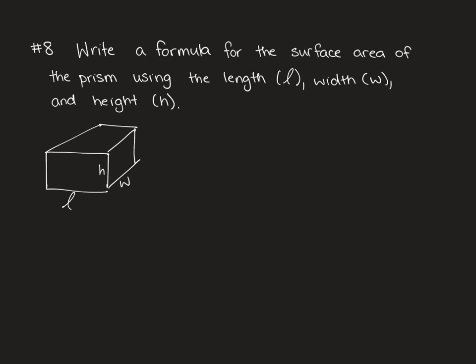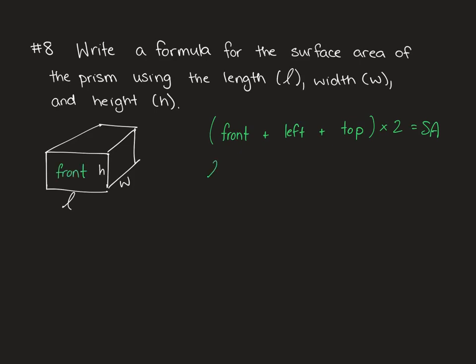Number 8 asks you to write a formula for the surface area of a prism using length, width, and height. What could our formula possibly be? So to find the surface area, we'd need a front, a left, and a top. And we would need to multiply all of that by 2 to get the surface area. So now we can replace these with the letters we would need to multiply by. So what would I multiply by to get the front?